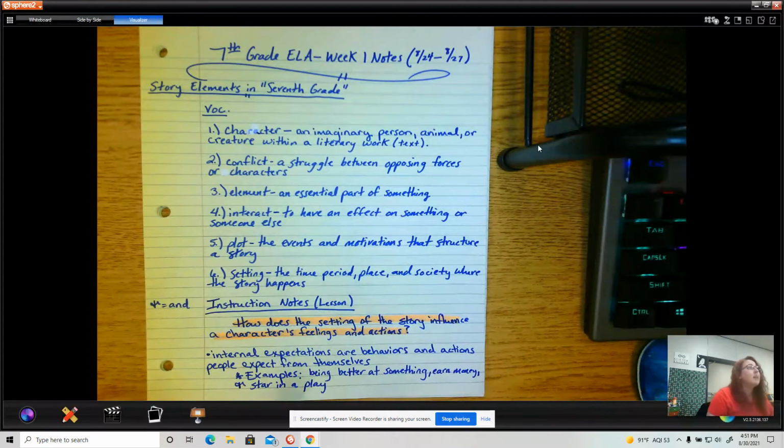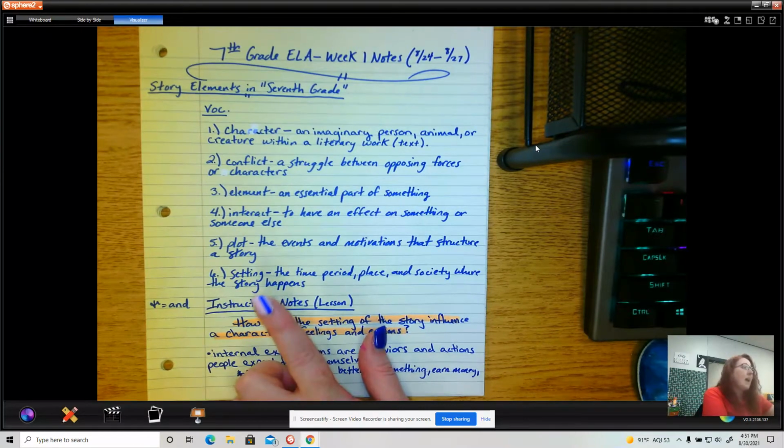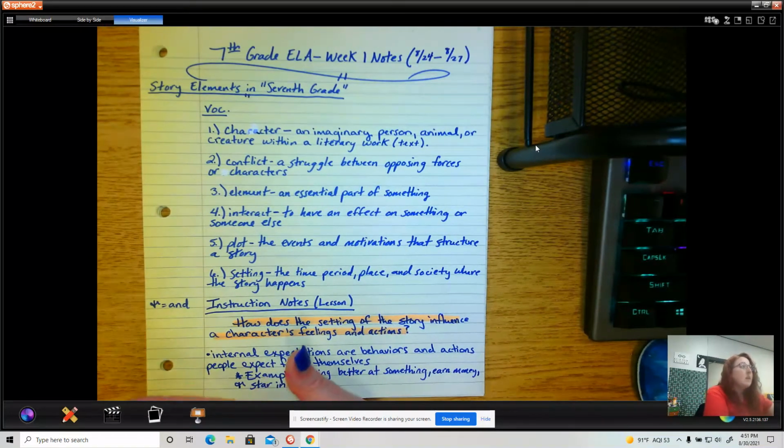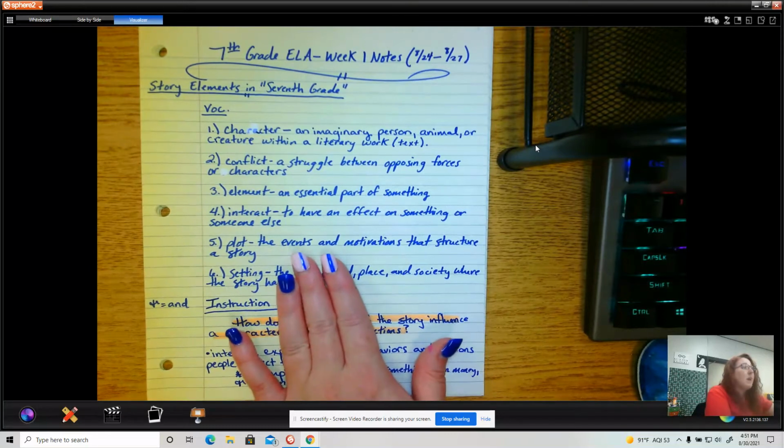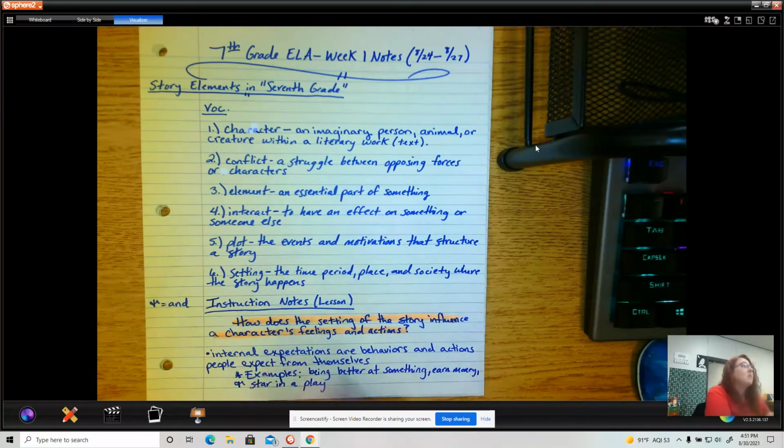So our first lesson that we went over was called Story Elements in 7th grade. So we looked at a little story called 7th grade. We had some vocab, and these vocab, once we've used it, I won't put it back on. If it's a brand new vocab, I'll put it on, but if we've already had it, I will not post it. So keeping up with your vocab is important.